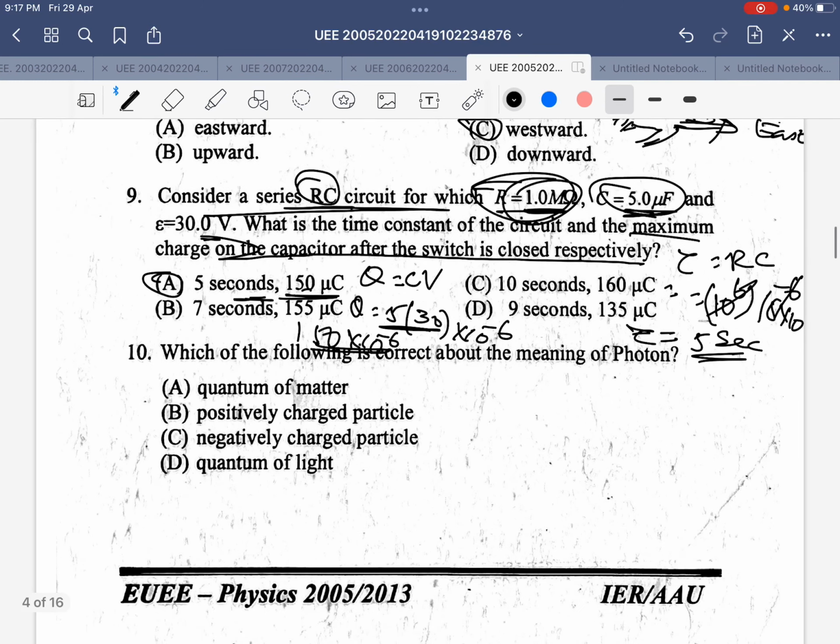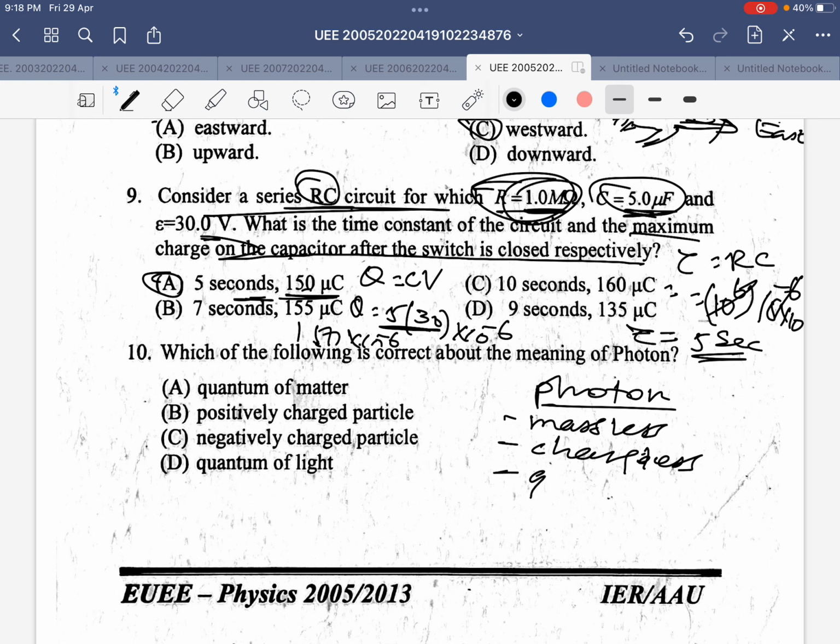Question number 10. Which of the following is correct about the meaning of a photon? What is a photon? A photon is massless, chargeless. It is a quantum of light, and an energy packet.